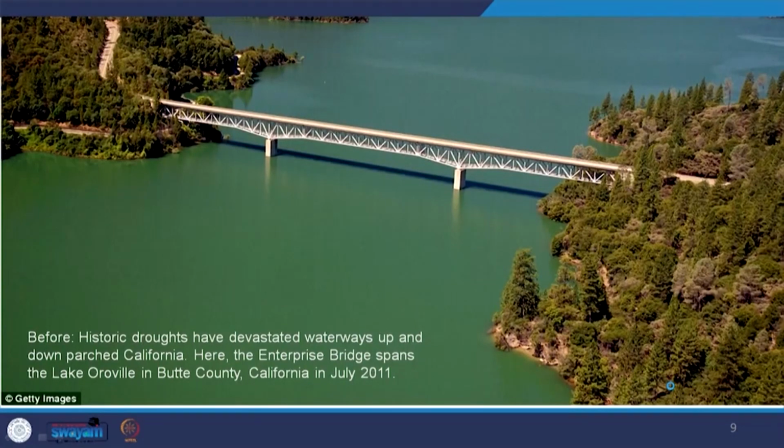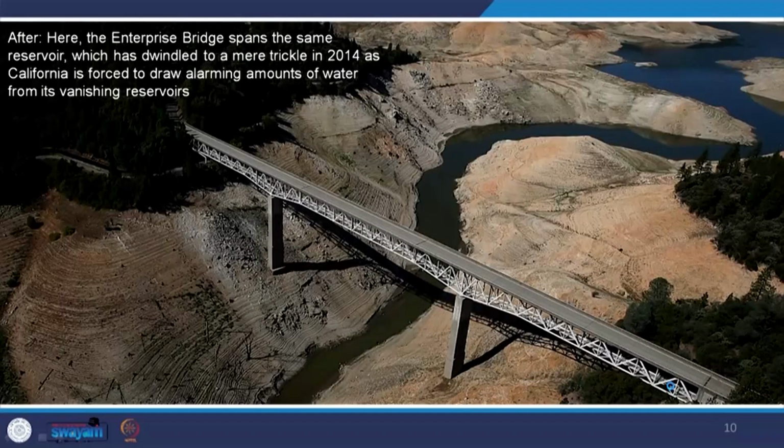This particular picture is of Enterprise Bridge, which spans Lake Oroville in Butte County, California. And this picture was in July 2011, and this one is the same place in 2014. Look at the devastation to the water body which has been caused. This is not the current state, though; the water level has gradually increased, and 2014 was particularly a very bad year for the rains, but the condition is gradually deteriorating.